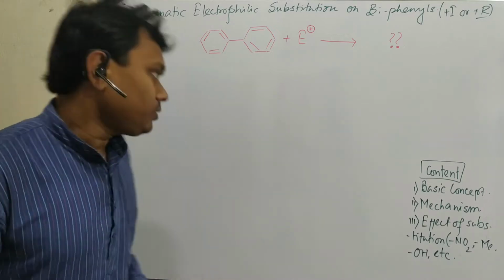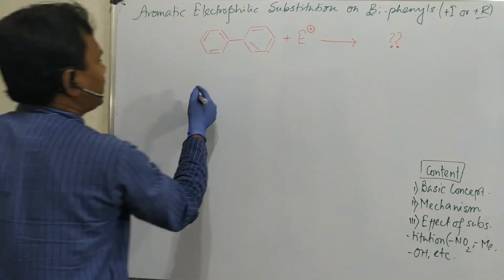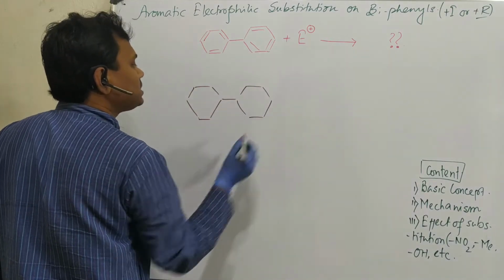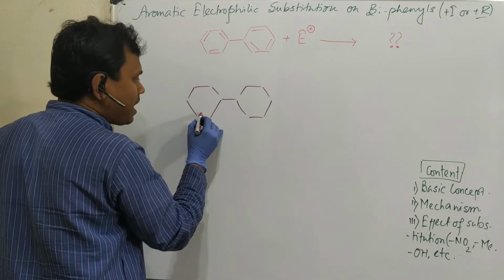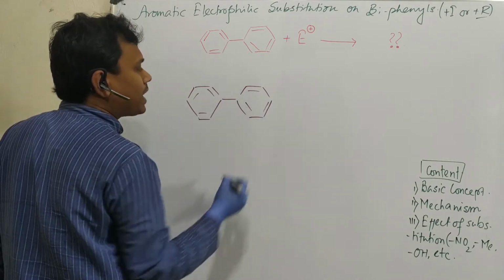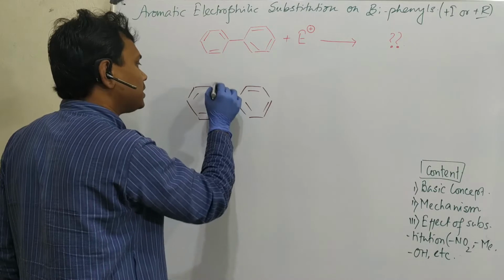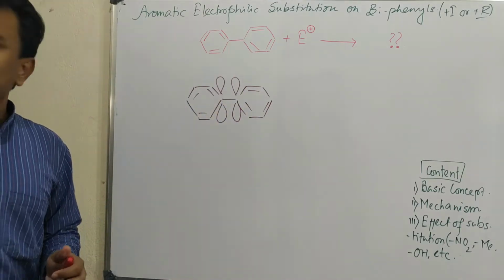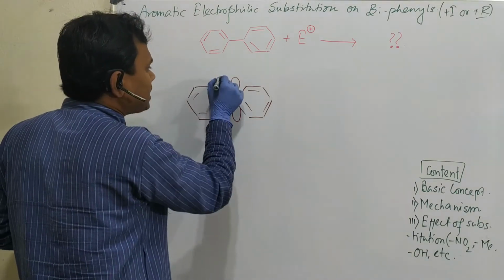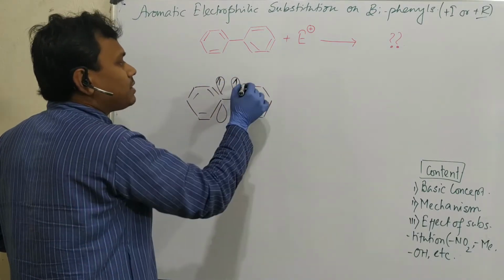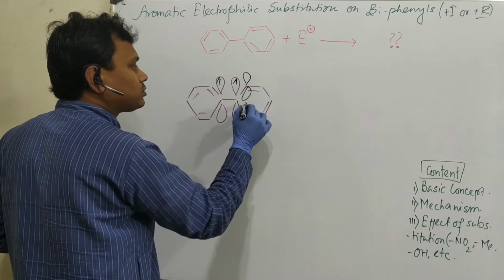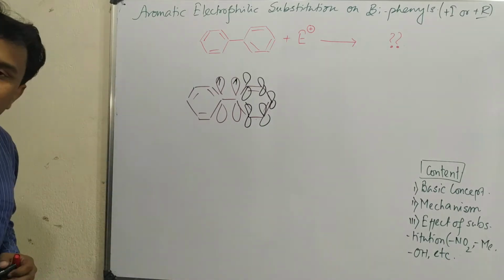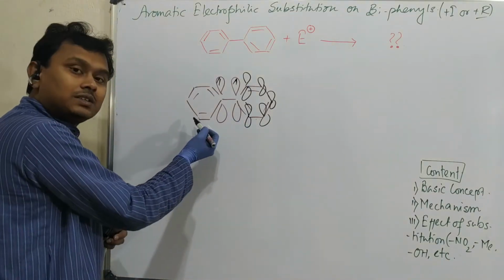So let's start. As you can see, biphenyl looks like this. And we know, like benzene, every carbon has a p orbital with one electron. This makes the system special. Why? Because it has pi electrons, and there are other orbitals also, so they are in conjugation. So if you do anything on a particular nucleus, that will affect the other nucleus.